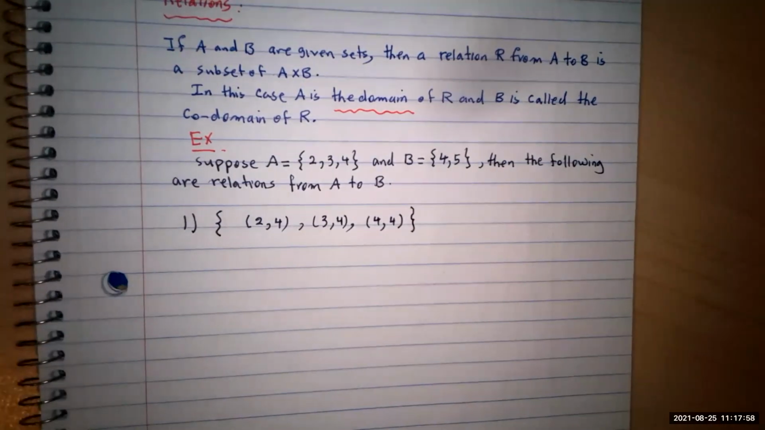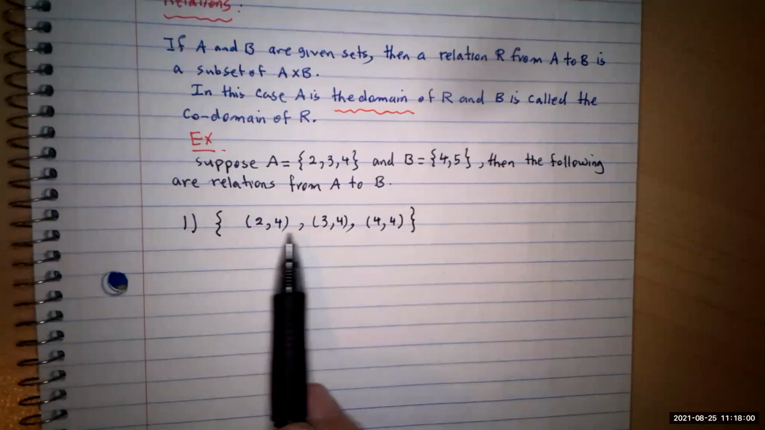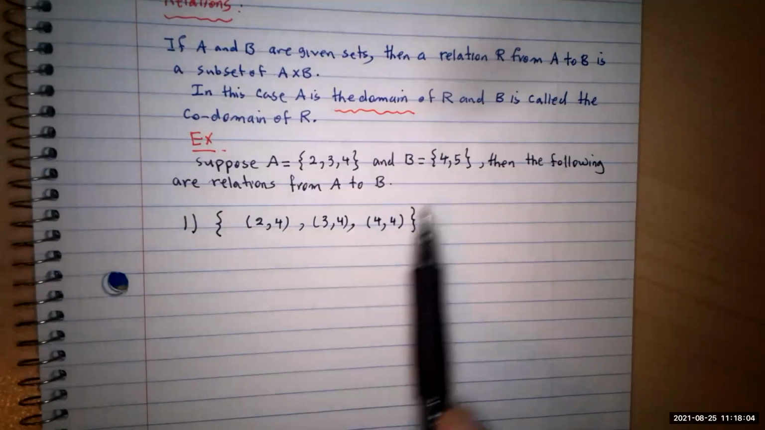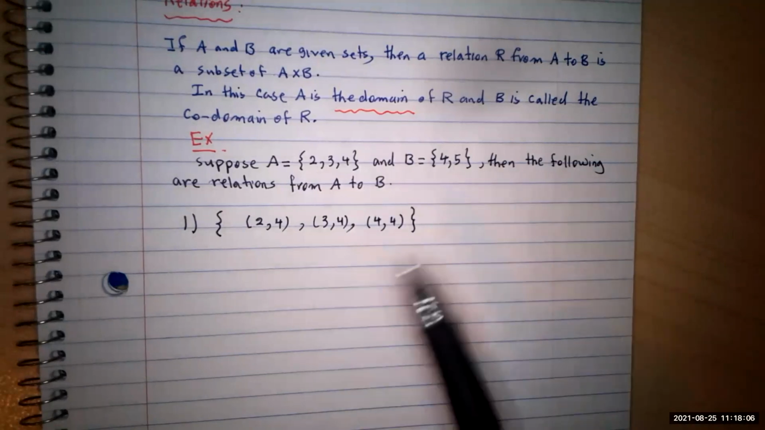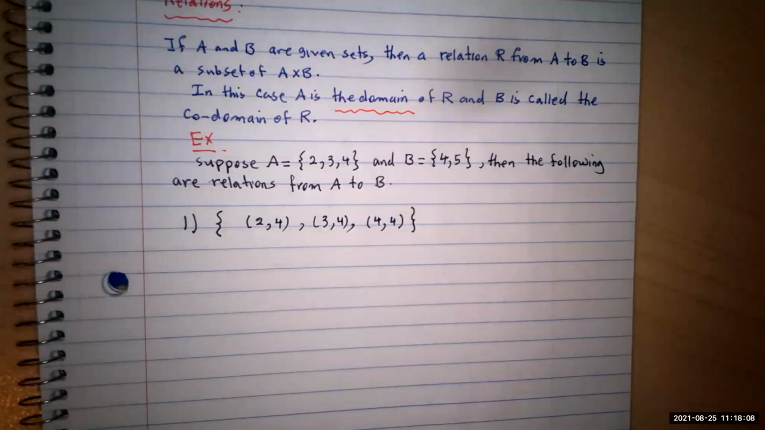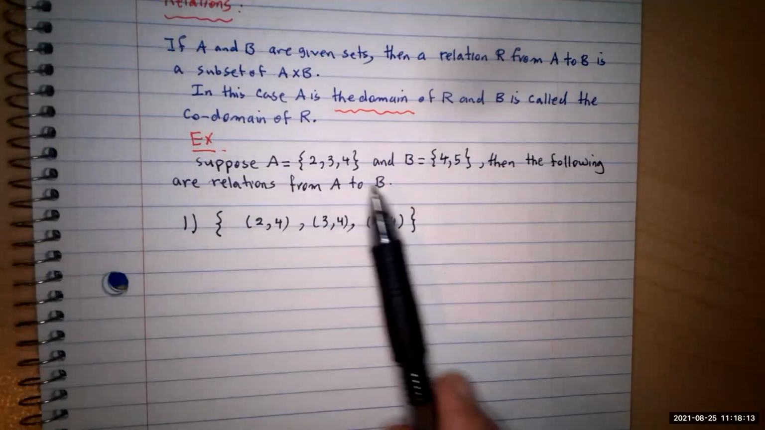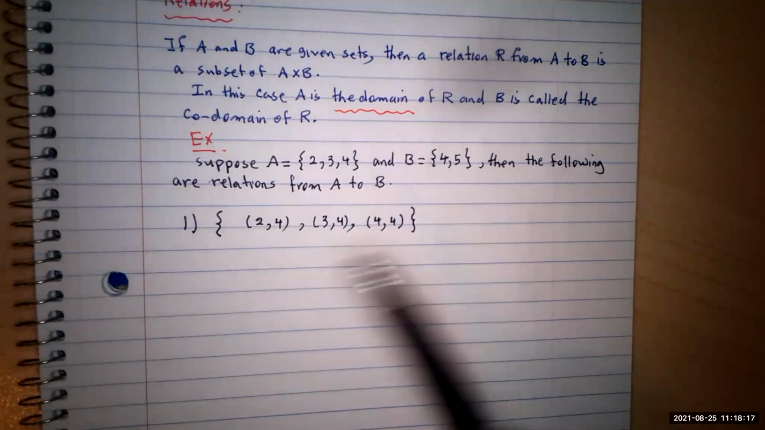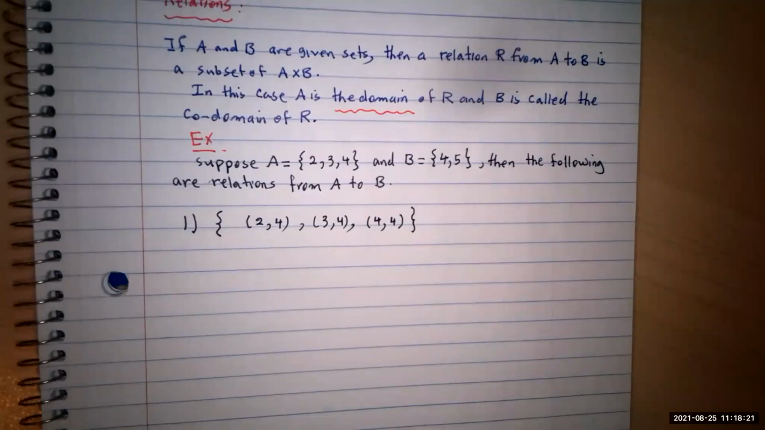It's a relation from A to B because the first members are coming from A, and the second member is coming from B. So this is going to be a relation. And the domain of this relation is A and the codomain is B, because when they say it's a relation from A to B, these two are going to be fixed over here. Any question?